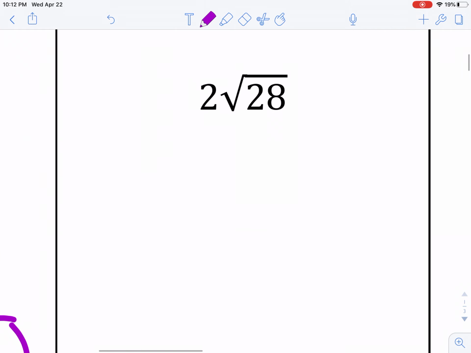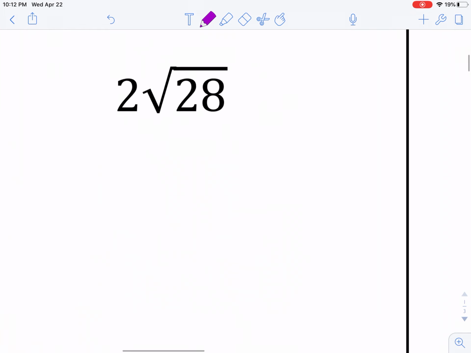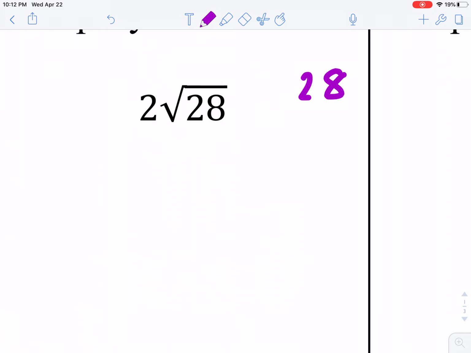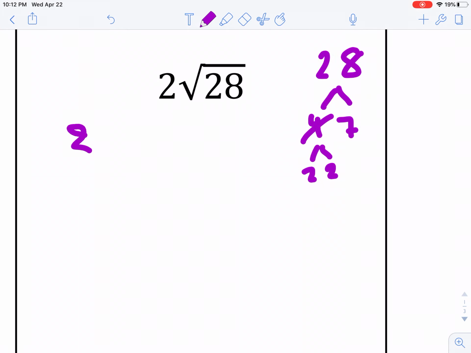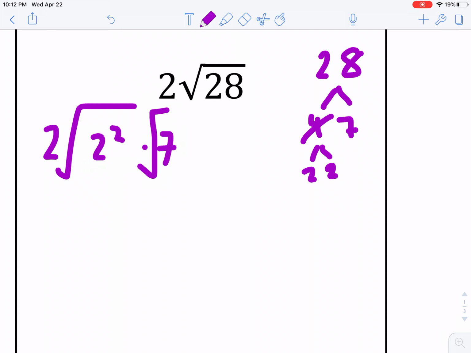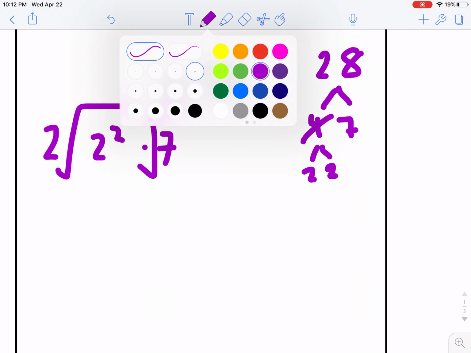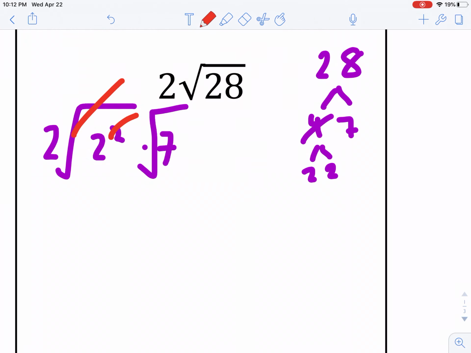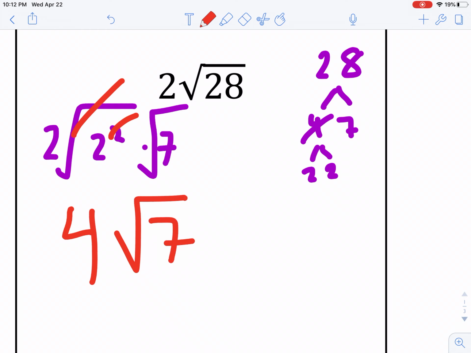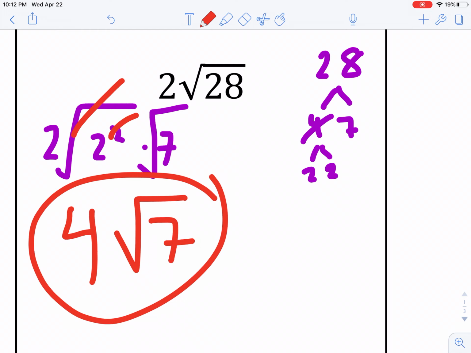The next one. There's a number outside here. We're going to ignore that number for right now. Let's focus on the 28. The 28, we can say 4 times 7. 4 is 2 times 2. So we can rewrite the 28 as 2 squared and a 7. I'm going to give them each their own square root to start. Square root cancels square, so I'm going to multiply these two numbers together. Gives you a 4. And then the square root of 7, nothing happens, so it stays there.